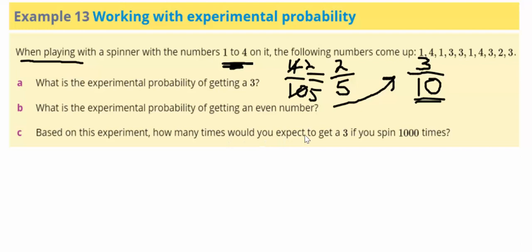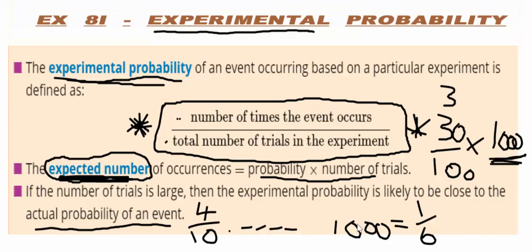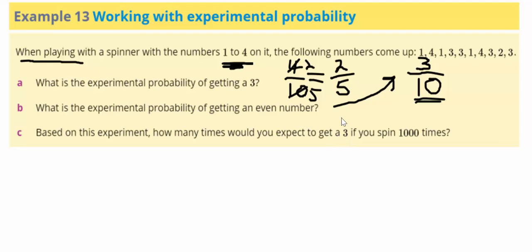Okay, last one. Based on this experiment, how many times would you expect to get a 3 if you spin 1,000 times? So this is what I was talking about earlier: predicting results, or getting the expected number of outcomes. Getting a 3, we've already got the result of 2/5. Based on the experiment, if we spun that spinner 1,000 times, how many times would we expect a 3 to come up? So 2/5 was what we got, and we multiply that by 1,000.